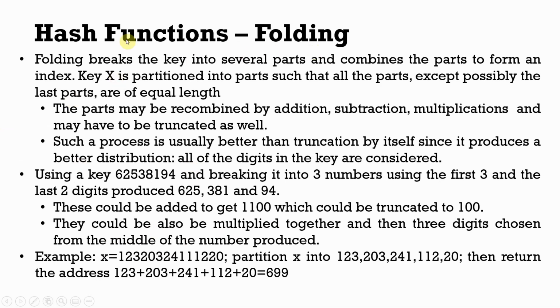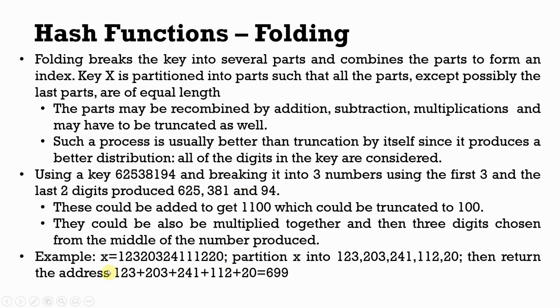Another method for a hash function is folding. Folding breaks the key into several parts and combines the parts to form an index. So a key X is partitioned into parts such that all the parts, except possibly the last part, are of equal length. What does this mean? Let's go through an example.